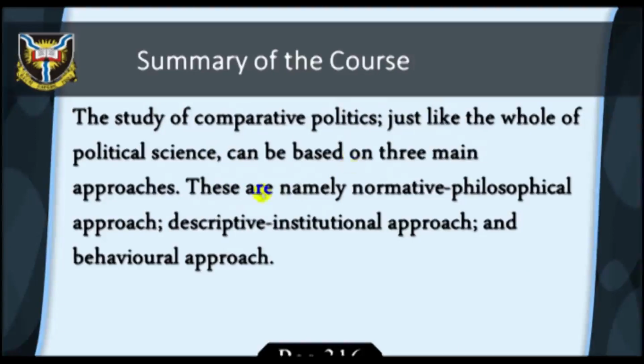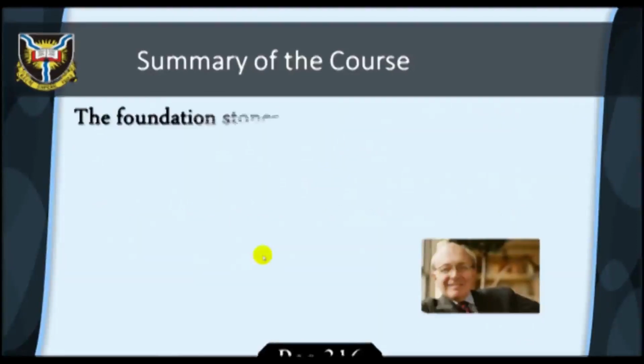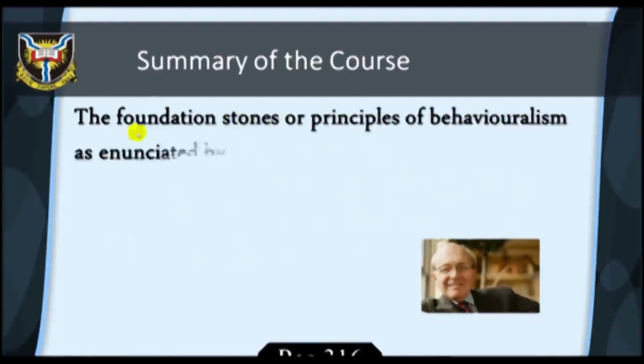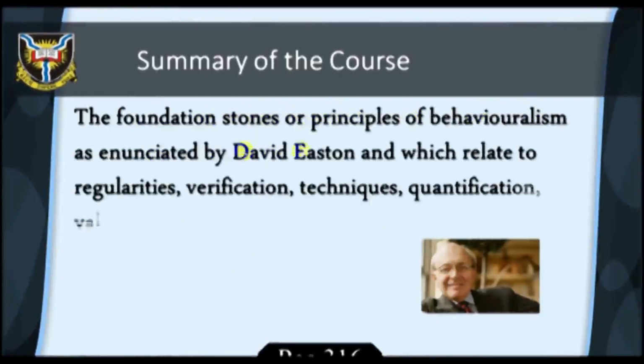In Lecture 2, we showed that the study of comparative politics, just like the whole of political science, can be based on three main approaches, namely, normative philosophical approach, descriptive institutional approach, and behavioral approach. In short, the behavioral approach appears to be a revolution which challenged the older normative philosophical and descriptive institutional approaches to the study of comparative politics.